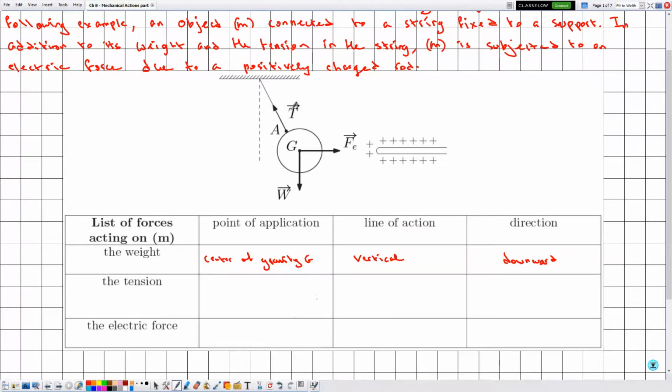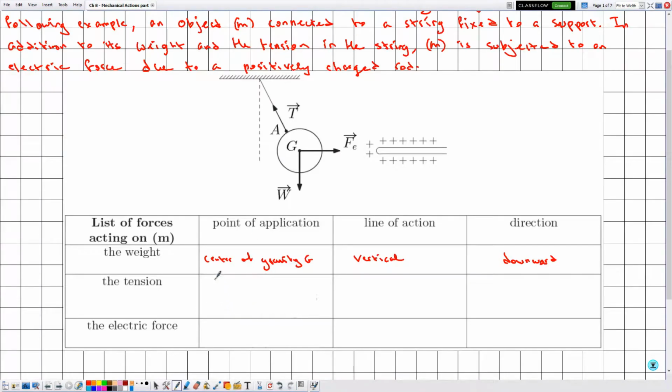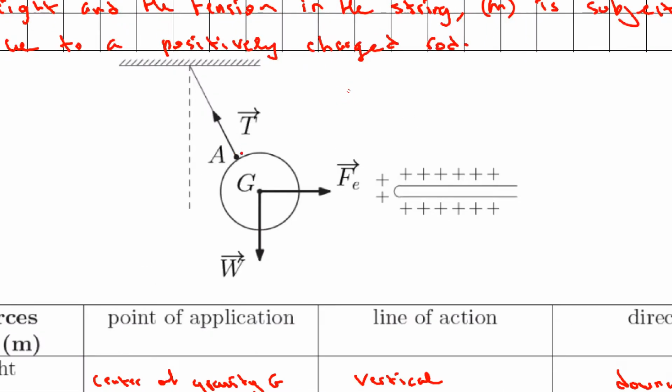Now the tension. The tension is a contact force, and the point of application is the point of contact between the two bodies that are interacting. In this case, the string and the solid are interacting, so this is the point of contact, which is A. Now as for the line of action, we always start by writing along the string, and by the line of action we mean whether it's oblique, vertical, or horizontal. In this case it is oblique, and the direction is upward to the left.